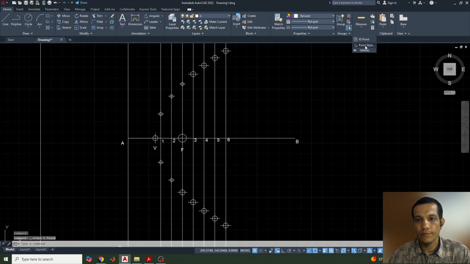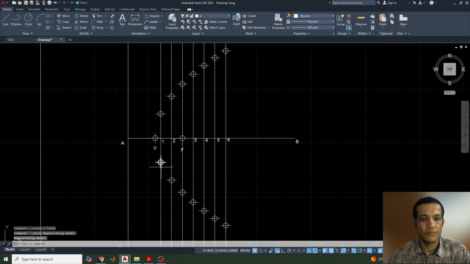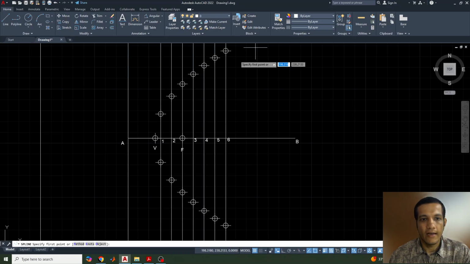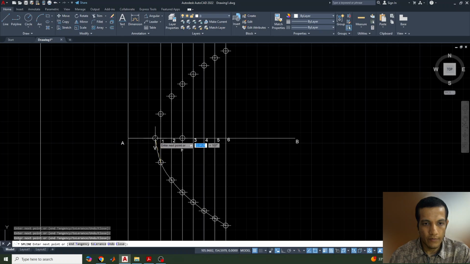So point style we can keep the same, or you can change it also. There is no restriction on this. Now we'll go for the spline fit, and we can start from the V point, or from any point. Actually you can start from here also, from top, from bottom, or from the V point, we can start anywhere, just to join all these points we got here.